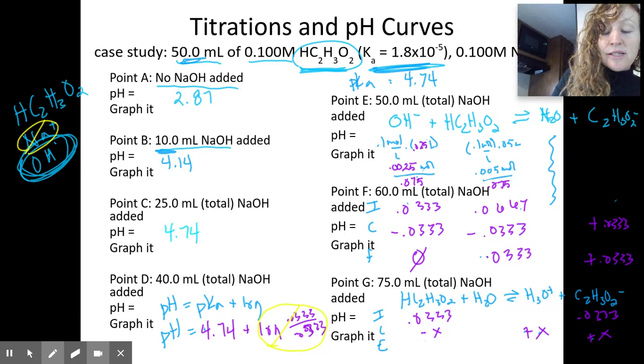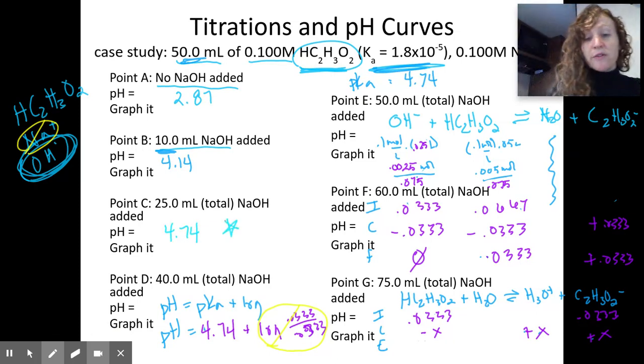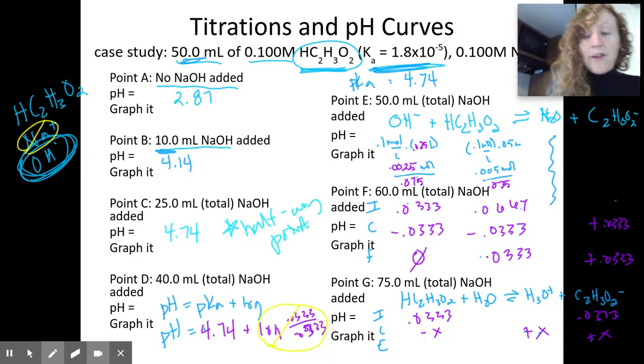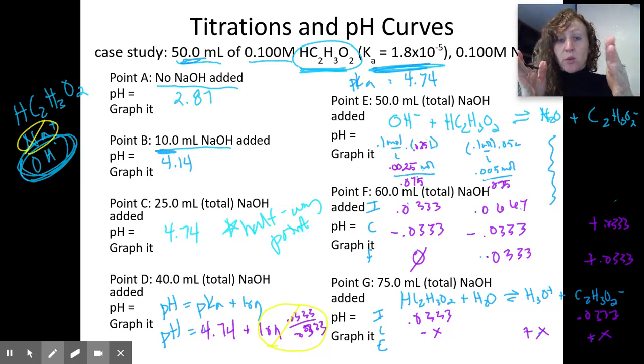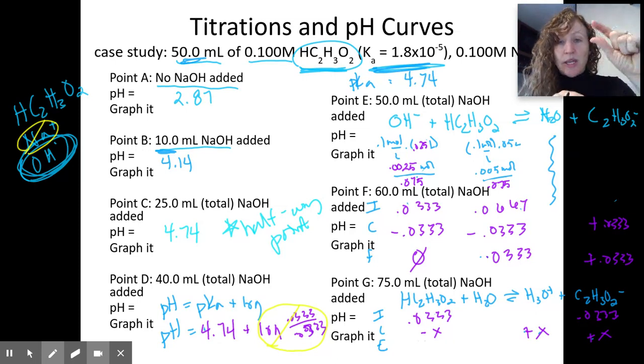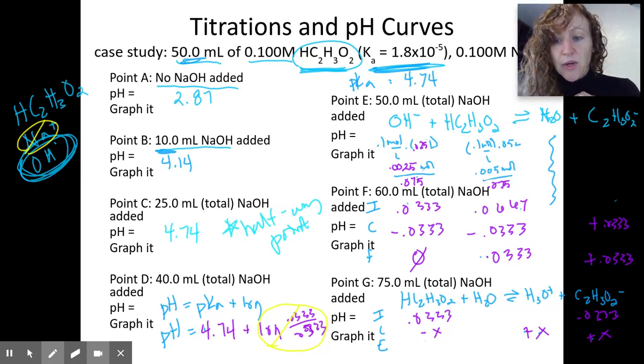4.74. Okay, this is a special point on your graph that gets referred to as the halfway point. It's halfway between your initial amounts and your equivalence point. You've added half the base that you need to in order to get to your equivalence point. Your acid has half reacted. Right? It's the halfway point. And at the halfway point, your pH is going to equal your pKa because weak acid over weak base should be the same. That's a 1. Log of 1 is 0. Drops out of the Henderson-Hasselbalch equation.